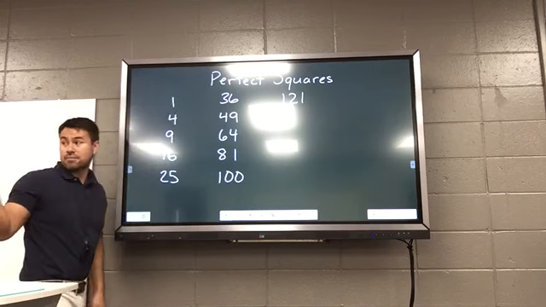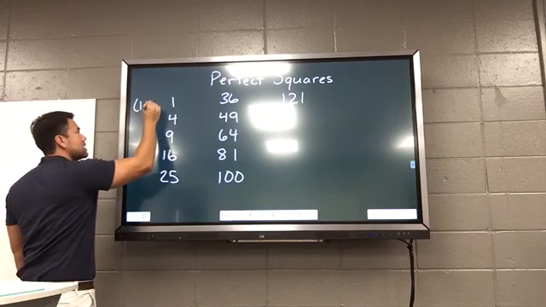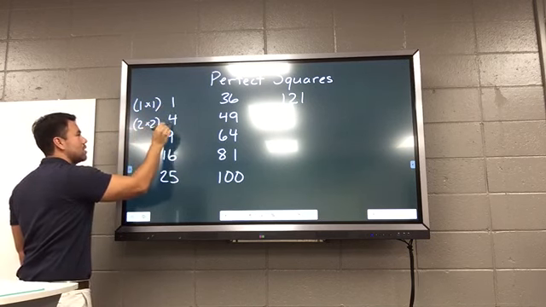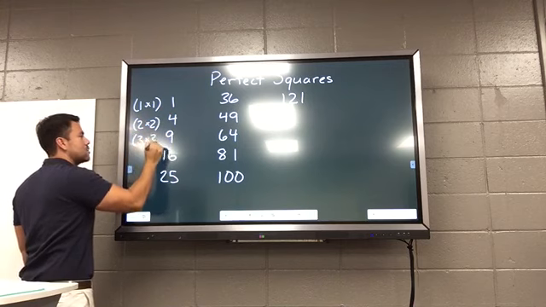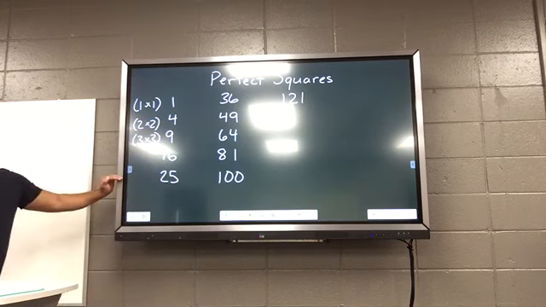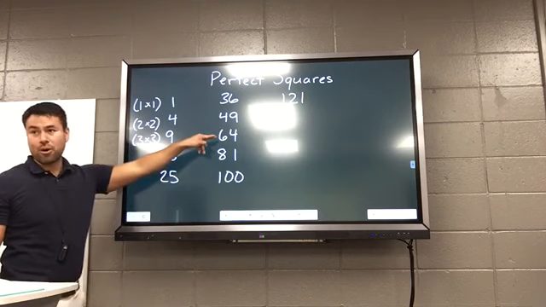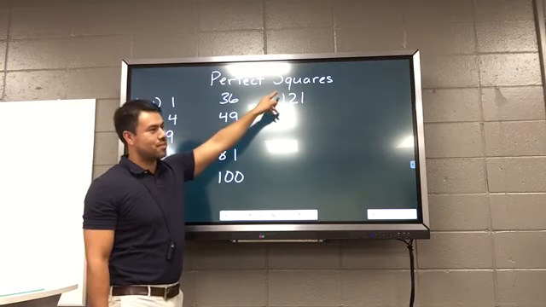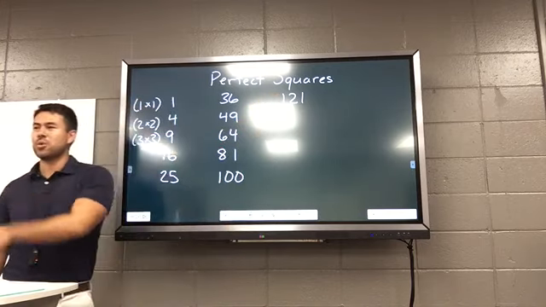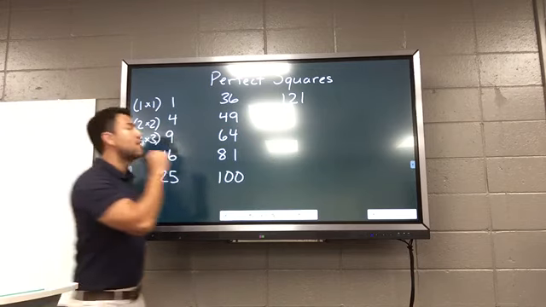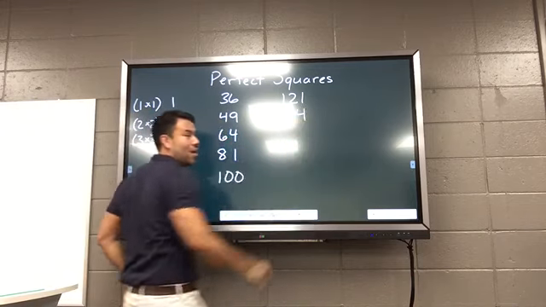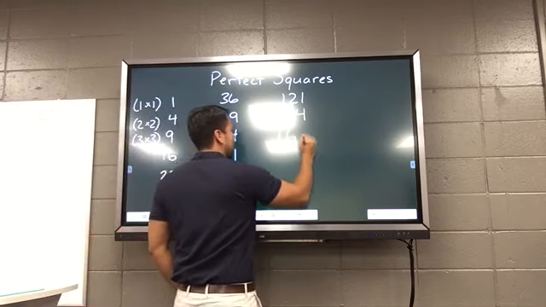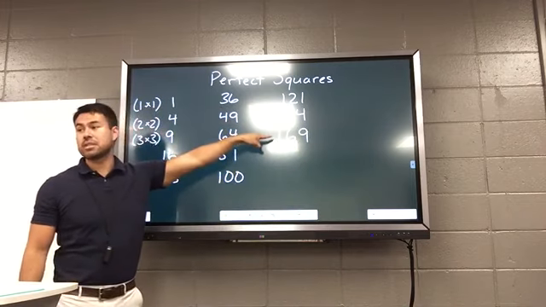So, looking at 1, John, how did I get 1? Well, what's 1 times 1? How did I get 4? What's 2 times 2? How did I get 9? 3 times 3. How did I get 25? 5 times 5. How did I get 64? 8 times 8. 100? 121? Does anyone know the next perfect square? Which is going to be 144. Anyone know the next perfect square? 169. Anyone know the next one? That's 13 times 13, by the way.